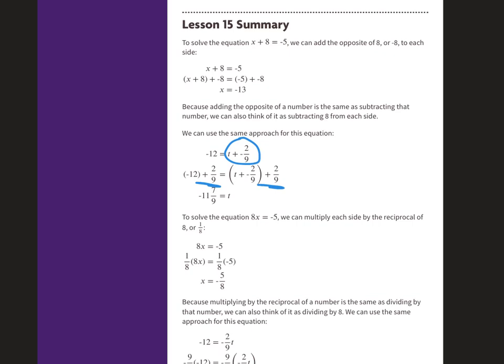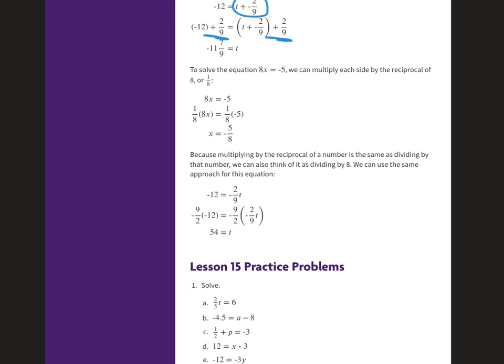Okay? To solve the equation 8x equals -5, we can multiply each side by the reciprocal of 8, or 1/8, or we can divide both sides by 8. So -5 divided by 8 is -5/8. Because multiplying by the reciprocal is the same as dividing, we can also think of it as dividing by 8. We can use the same approach here. -2/9 t, we're going to divide by -2/9, and we get 54.